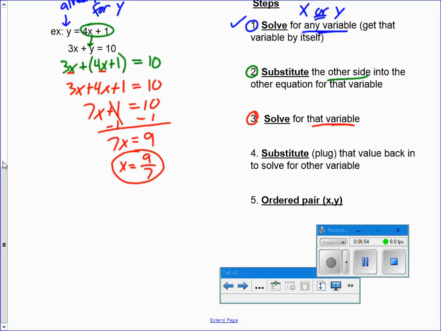So we've done a lot of work, but we're still not done yet, because we only have x, we still need to find y. So the second part is I'm going to substitute again. I'm going to take this value and plug it back into either equation to get my y value. So I can plug into whichever equation is the easiest.